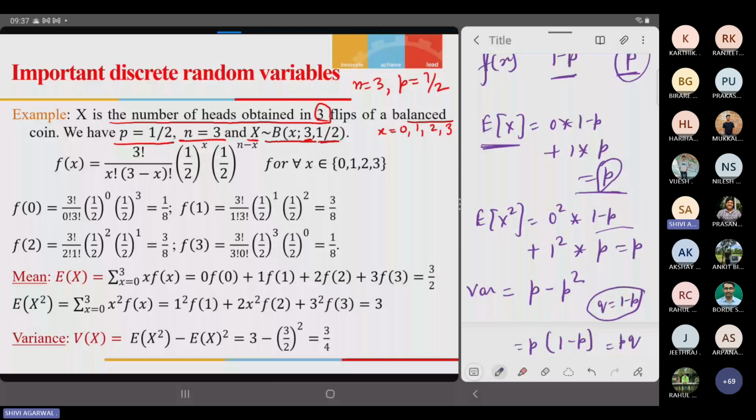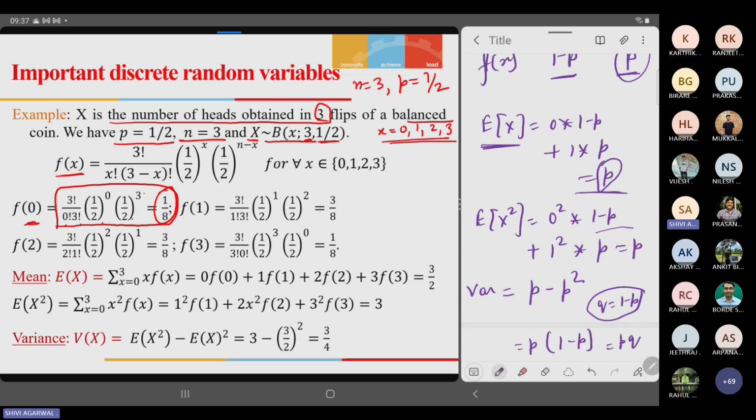Now, when we define this, we can also find the density function. So f at x equal to 0 is 3 factorial upon 0 factorial times 3 factorial, times 1 by 2 to the power 0, times 1 by 2 to the power 3, which is equal to 1 by 8.